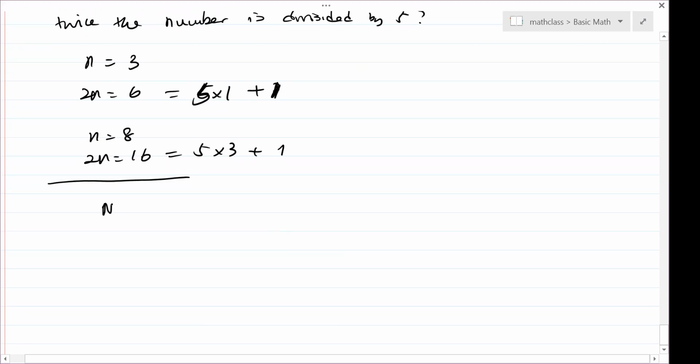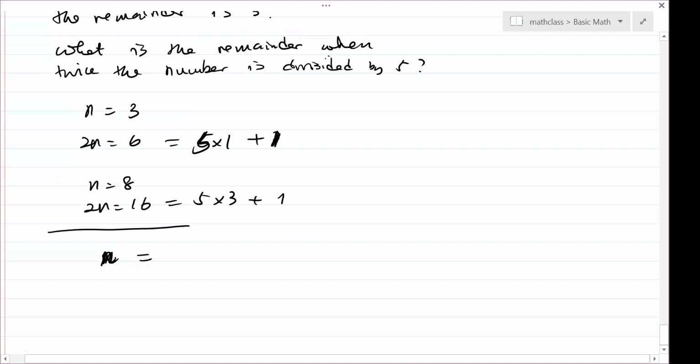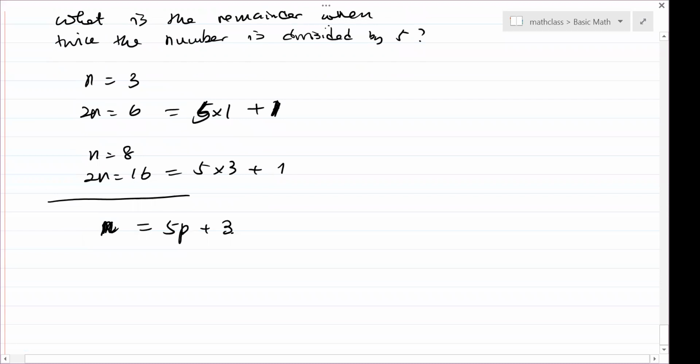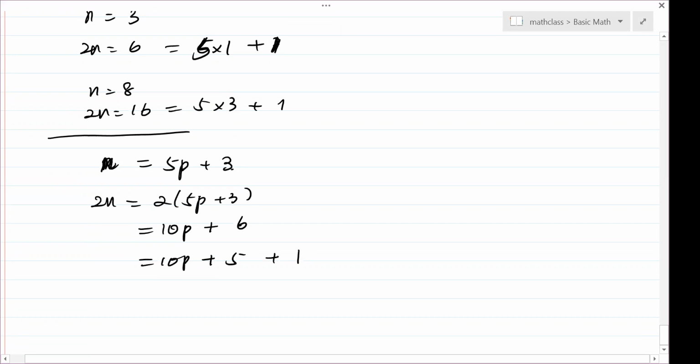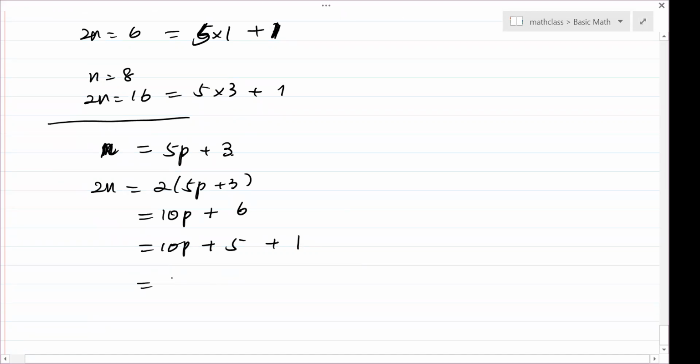A number n is divided by 5. The remainder 3 can be written in this form. Then twice n is going to be twice of 5p plus 3. That's 10p plus 6. So 6 is going to be 5 plus 1. I can group them together, and I get 5 times (2p plus 1), and plus 1.